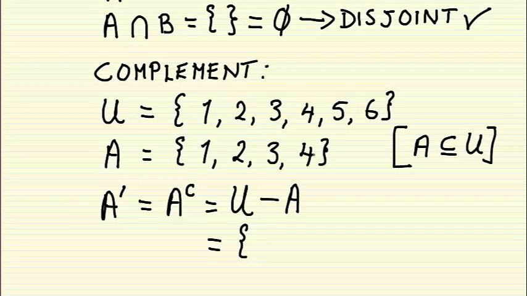So removing the elements 1, 2, 3, and 4 from the universal set, we are then left with the set of elements 5 and 6. So in this case, the complement of A is the set with elements 5 and 6.